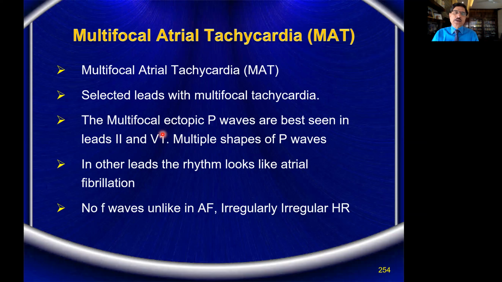What if I look at other leads? You will not be able to see the multimorphic nature. For example, when we want to assess left atrial hypertrophy or right atrial hypertrophy, we are not looking at other leads because other leads do not capture the atrial electrical impulses properly. So you have to look at lead 2 and V1. Remember that. In other leads, the rhythm looks like atrial fibrillation and may not have a proper P wave. That is the important thing. And then, unlike in atrial fibrillation, there are no F waves, and with an irregular heart rate, instead of F waves we are seeing what are called multimorphic P waves. Let us see that.